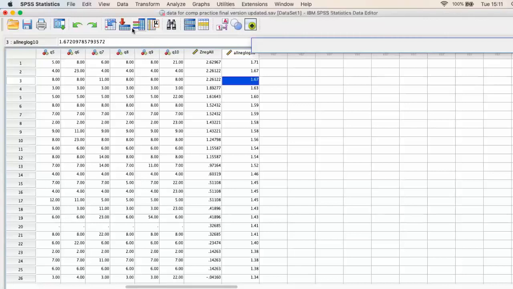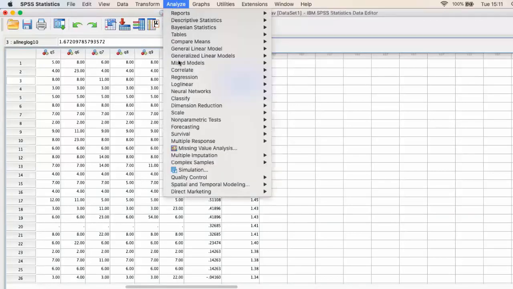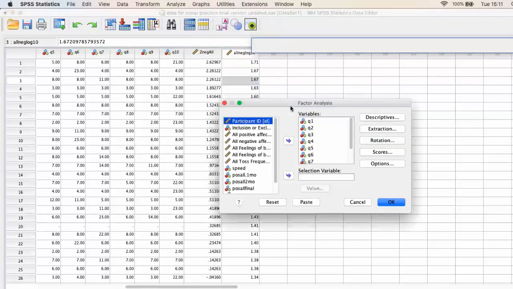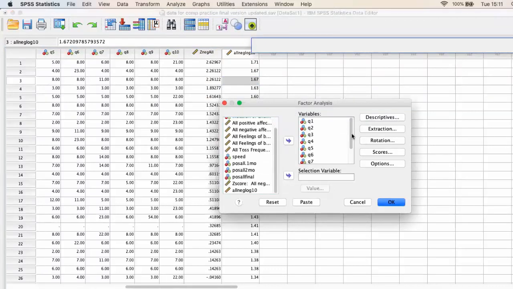All right, so when you're doing factor analysis, you go down to dimension reduction, and you go to factor. So I added some questions in here, Q1 through Q9 through Q10, just to make up some stuff. It's not really meaningful data, so just use it as an example of what we'll look at.